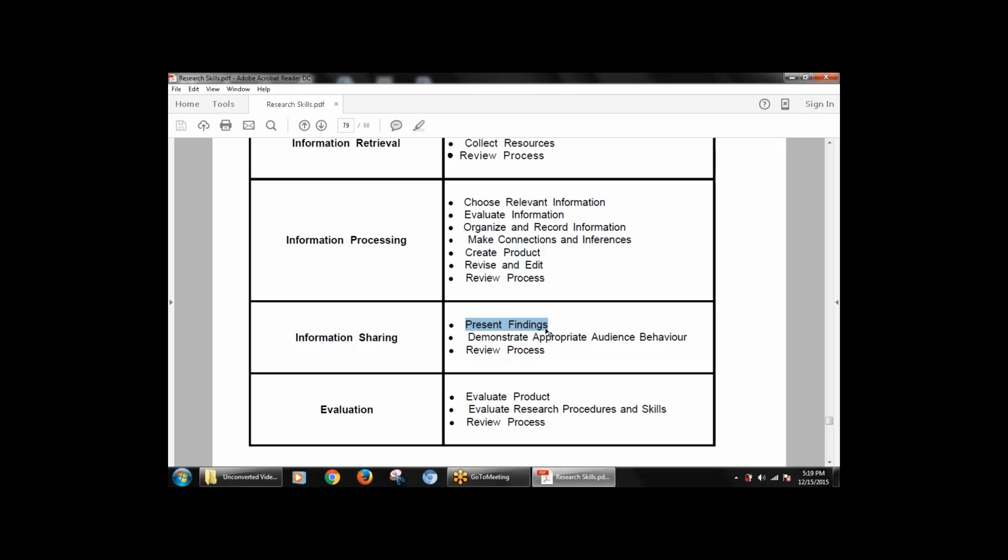Then in the evaluation, the first part is evaluate the product, then evaluate the research procedures and the skills, then the review process, which is a part of the evaluation. So first of all, evaluate the product, whether the product is correct or not. Then evaluate the research procedures and the skills, then there is a review process.